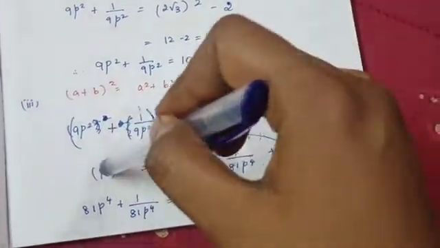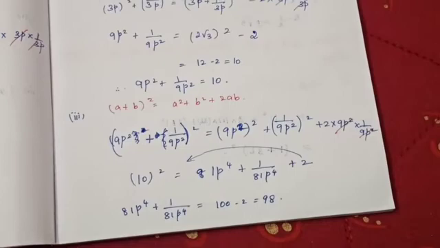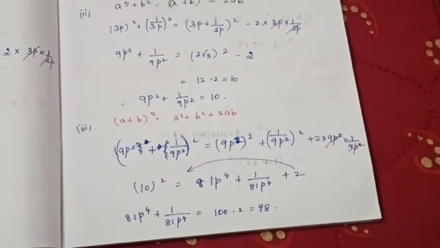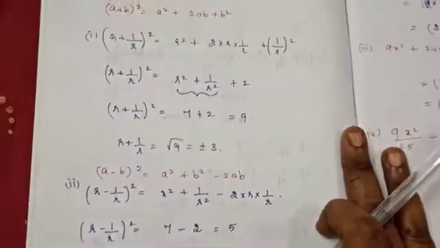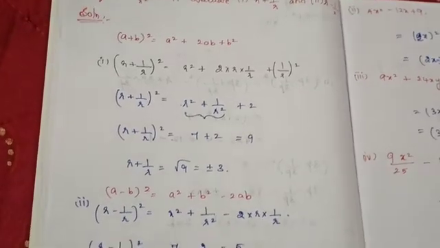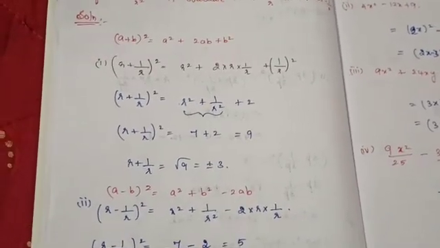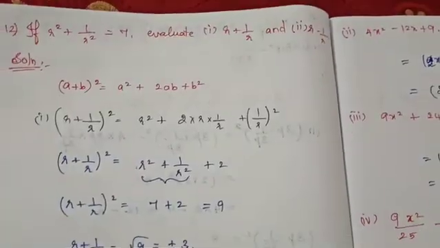So this 2 comes to this side. So 100 minus 2 will get 98. So the answer is 98. The same for the 8th and 9th sums, you will find that in 10 and 12, the formulas having the signs will be changed. So use the appropriate formula to find the answer.